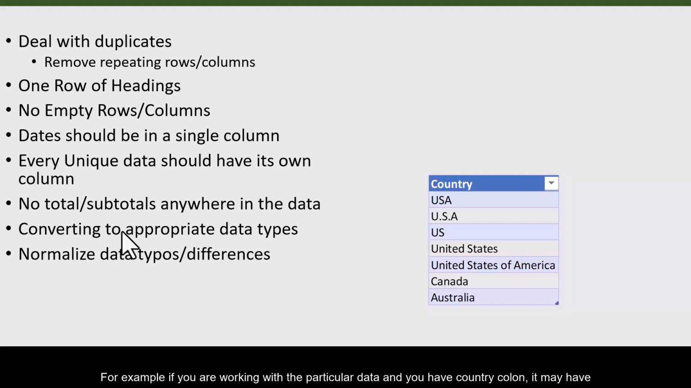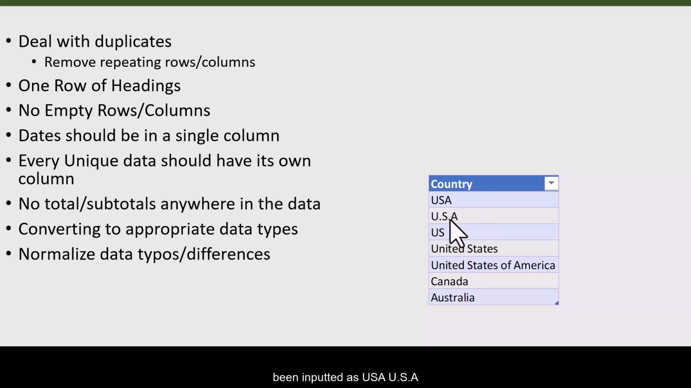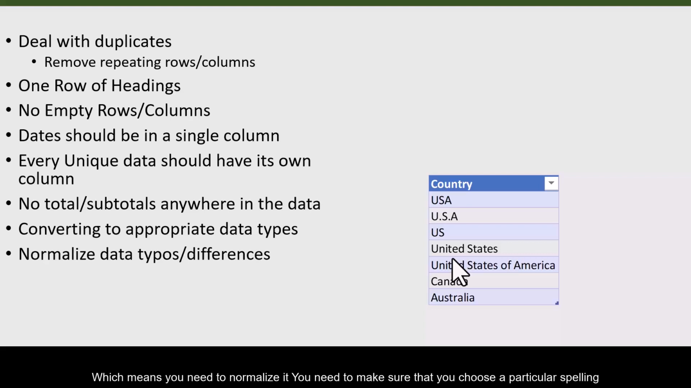Also, you need to normalize data typos and differences. For example, if you are working with particular data and you have a country column, it may have been inputted as USA, U.S., US, all these variations of US, these 1, 2, 3, 4, 5 variations of United States of America are all different. So your program, your tool is going to see these as 5 different countries, which means you need to normalize it. You need to choose a particular spelling you want to use and correct the spelling of United States of America so that you don't have different spellings which actually mean the same thing. So this is just one of the several issues you can find in misspelling and typos in your data. You need to correct it when you are cleaning data.